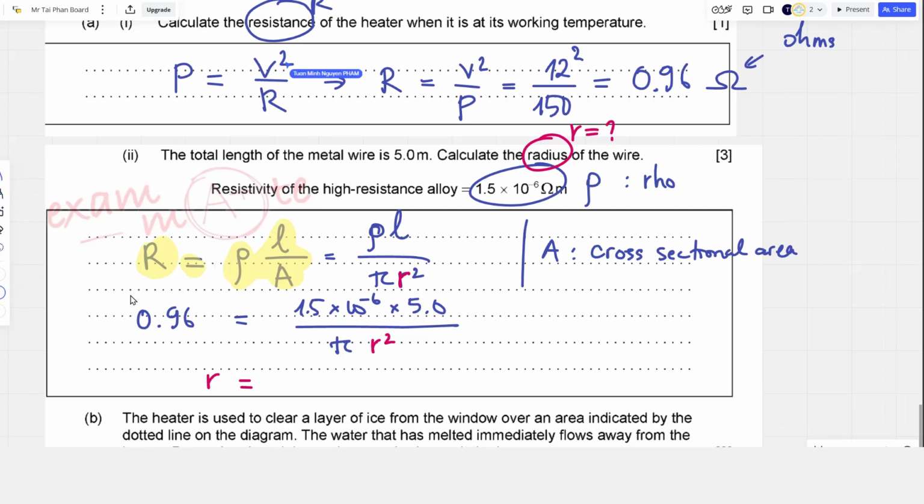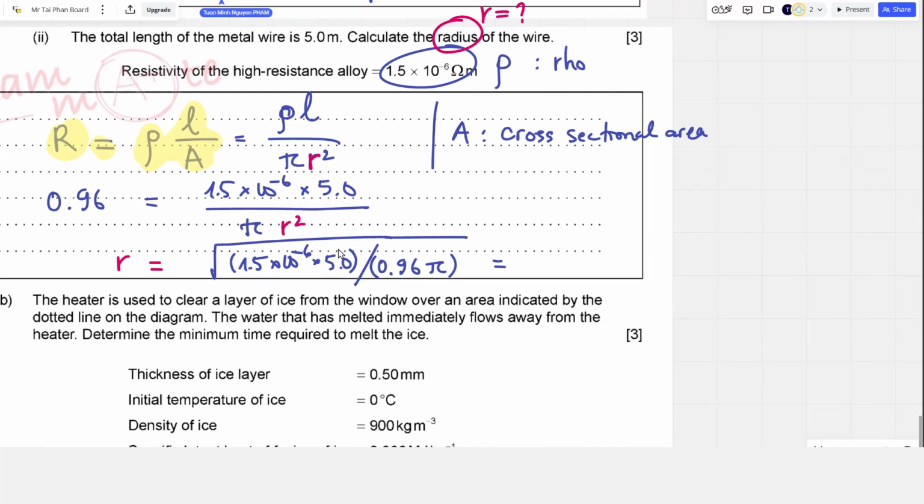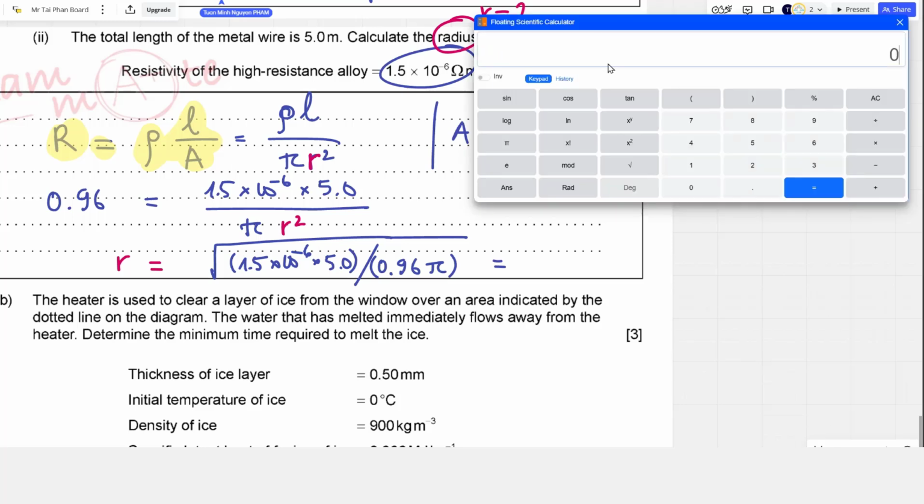1.56 times 10 to the power of minus 3. Square root này. Tính 1.5 times 10 to the power minus 6 này, times 5 and then divided by 0.96 pi. Also need to put one more bracket here so that we take the square root of the whole thing.